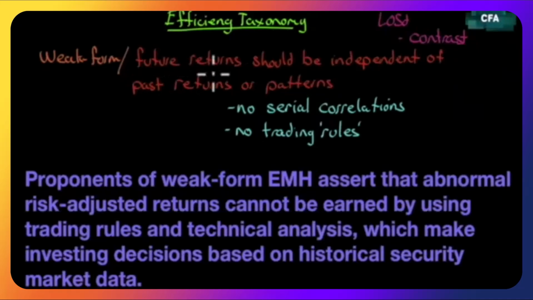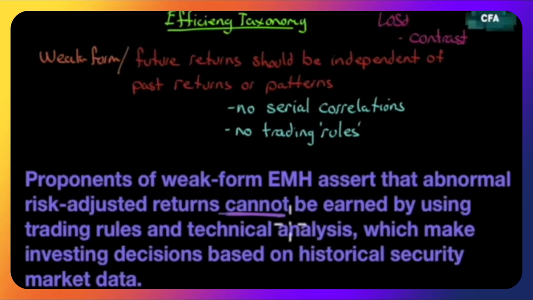Weak form: future returns should be independent of past returns or patterns. Well, that's the whole basis of technical analysis, that future returns are not independent. Future returns should be independent. No serial correlations, no trading rules. Proponents of weak form efficient market hypotheses assert that abnormal risk-adjusted returns cannot, let's underline that word, cannot be earned by using trading rules and technical analysis.